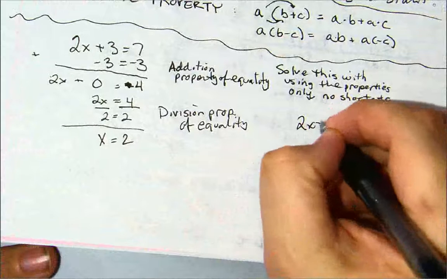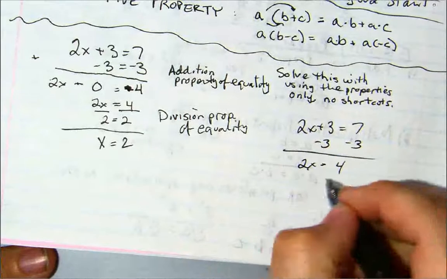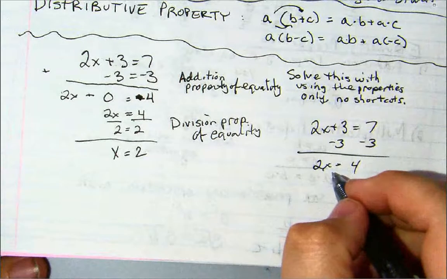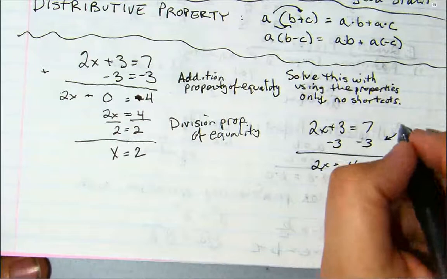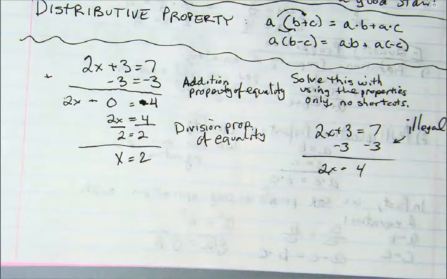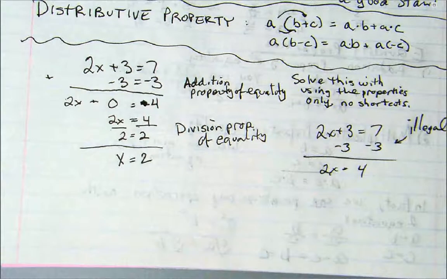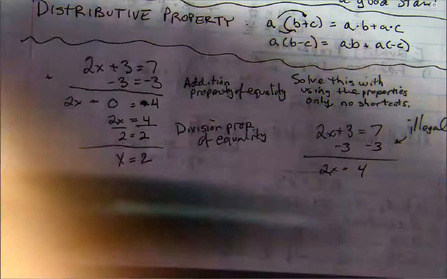If you have 2x plus 3 is equal to 7, and you just do this, and you say 2x is equal to 4, I'm going to question you. I might even take points off because I'll say this is illegal. And then when you complain, I'll say, show me the property that says that you can do that. You can't. And then when we go to parent-teacher conferences and your parents say, well, this is what I used to do, I say, show me the property that tells me you can do that. You can't. There is no property that tells you can do that. That is a shortcut. And sometimes that negative 3 doesn't make it to the other side of the equal sign. Use the properties.